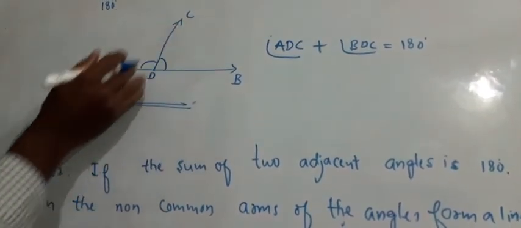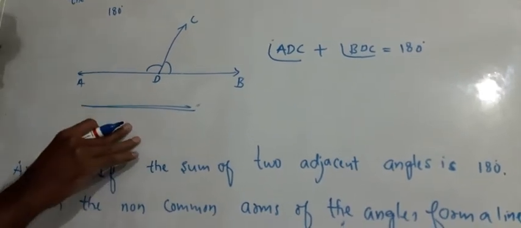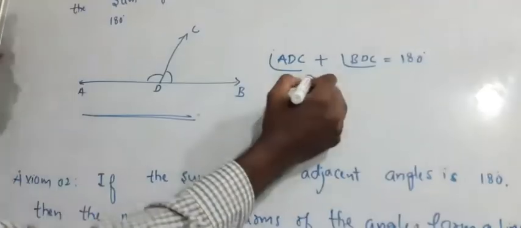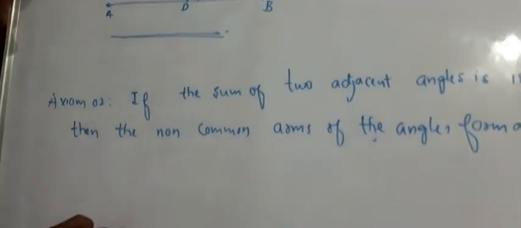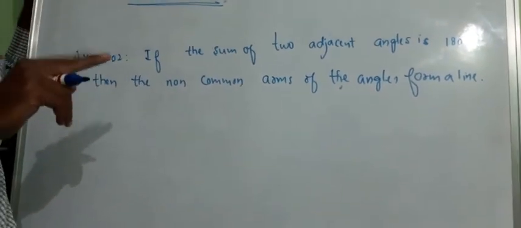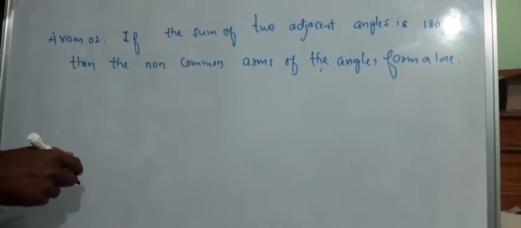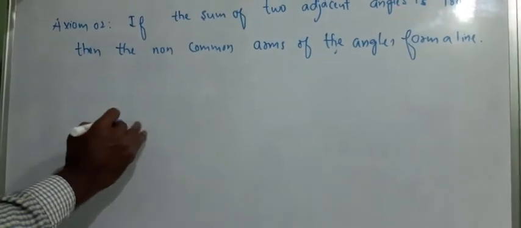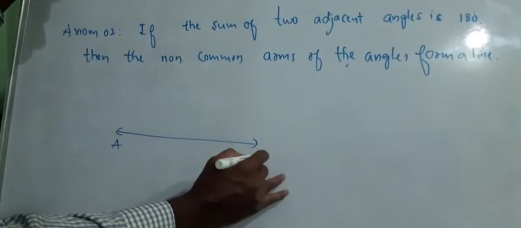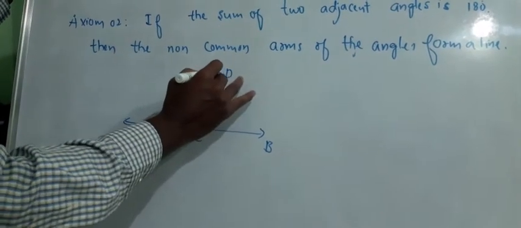On a line, when a ray stands and two angles are formed, the sum of the angles so formed will be equal to 180 degrees. Next, axiom 2. In this, if the sum of two adjacent angles is 180 degrees, then the non-common arms of the angles form a line. What does it mean? See, if AB is a line, and there is a ray, let CD be a ray.